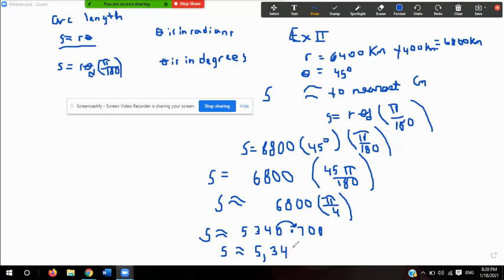So we saw 3 examples of how to use arc length. First, if the theta is given to us in radians, and then if theta is given to us in degrees.